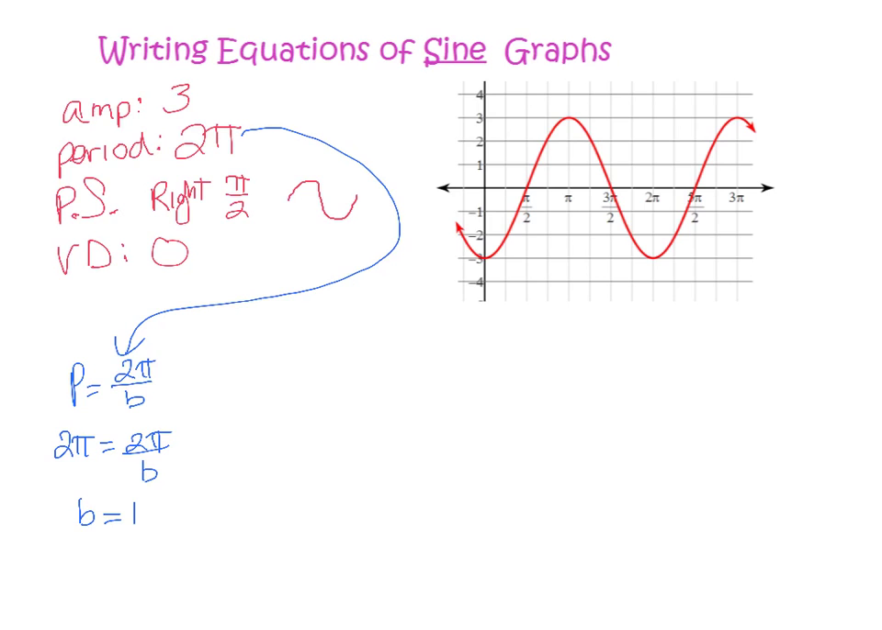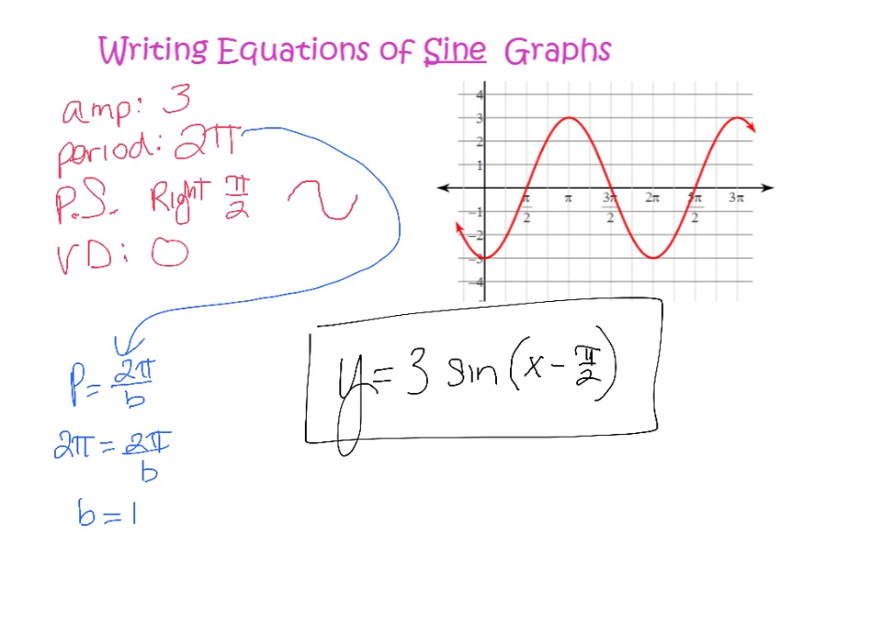Let's write our equation. Y equals, the amplitude is 3. And then I put my sine, and my b value is going to be a 1. It doesn't really matter if it's inside, outside, it's just a 1. I'm not even going to bother to write it. X, and then your phase shift, since it went right pi over 2, I would put a minus pi over 2. And then I don't have any vertical displacement. That's my equation.